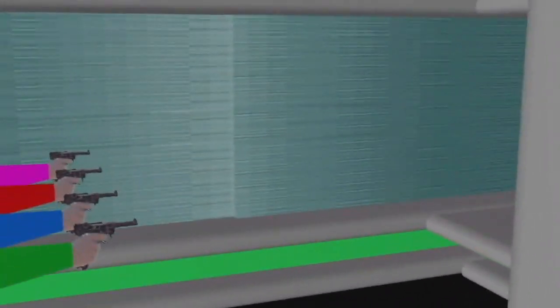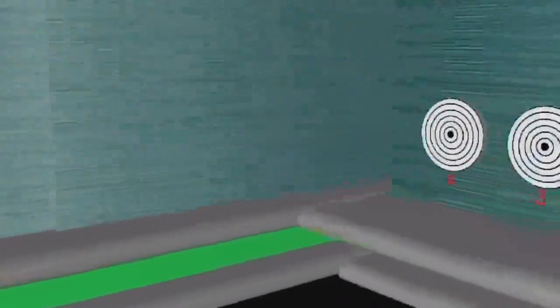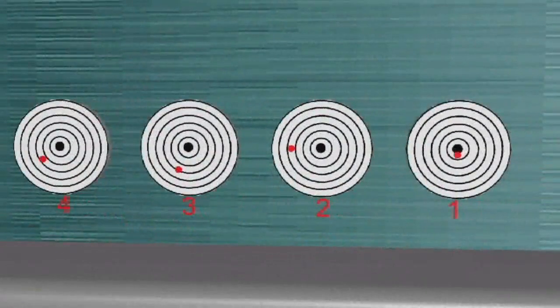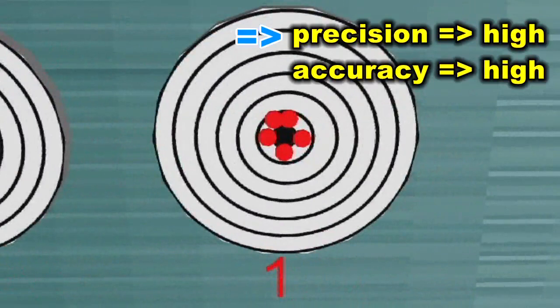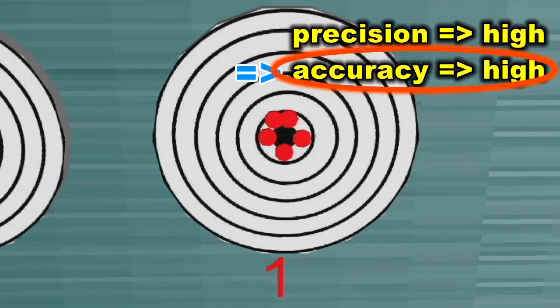Suppose 4 people shoot at a target. We want to check the results. Pay attention to the first person's bullets. They are all close together, so it has a high precision. Every bullet is close to the target, so accuracy is also high.